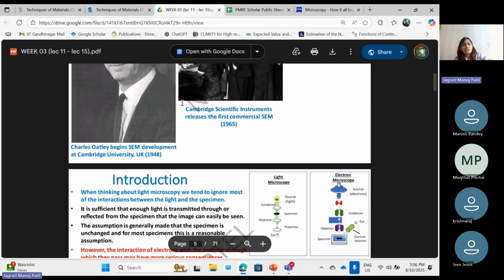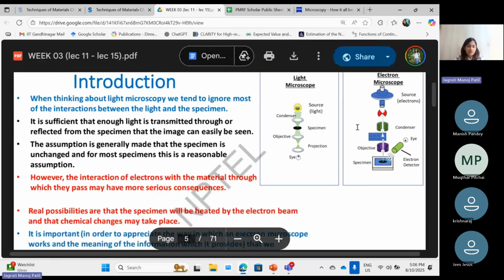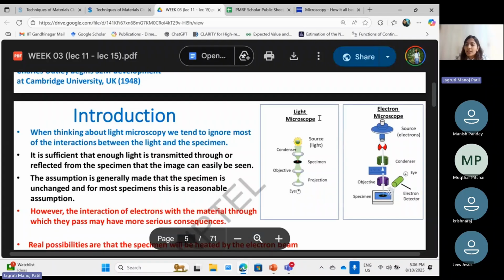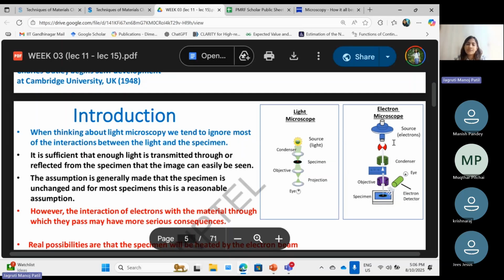With that, we know how a light microscope and an electron microscope work. If you focus on these two diagrams in the corner, for a light microscope the only thing you need is a source that illuminates the light on your specimen through the condenser lens, and through the objective you focus this light onto your projector screen, that is, to your eye. But in an electron microscope, there are two things. You are sending electrons via a source of electrons. This source can be anything.